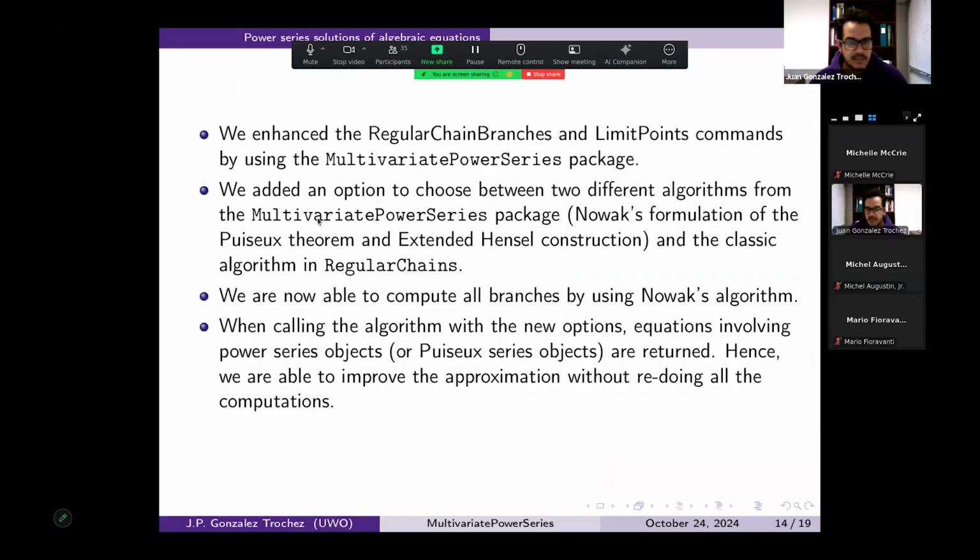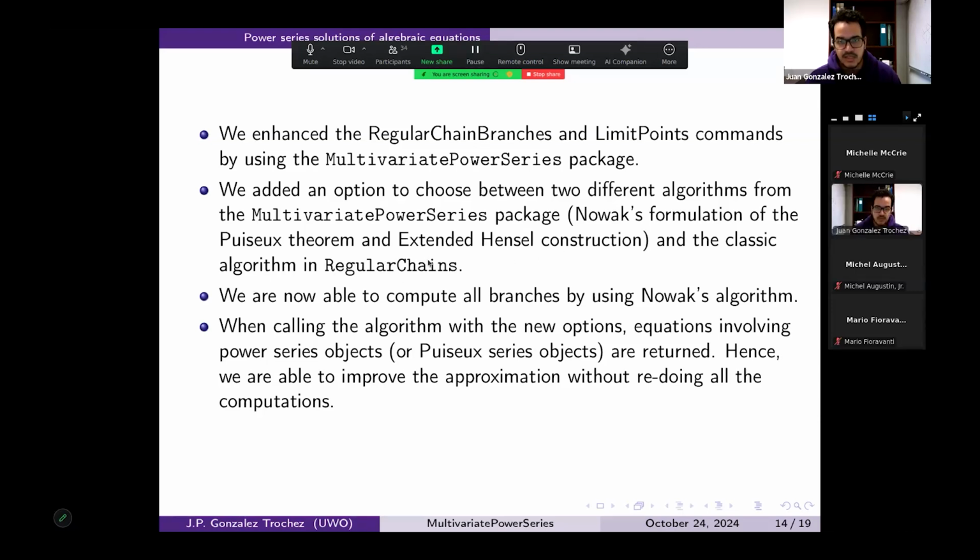Now, the aim of this part of our work was to enhance 2 commands of the RegularChains package, the RegularChains Branches command and the LimitPoints command, using the MultivariatePowerSeries package. So for that, we added options to the 2 commands. For the Branches command, we added the option to choose between different factorization algorithms from the MultivariatePowerSeries package. That is Novak's formulation of the Newton-Puiseux theorem and the extended Hensel construction, and the original algorithm that is inside of the RegularChains package, which is the same extended Hensel construction that we have here.